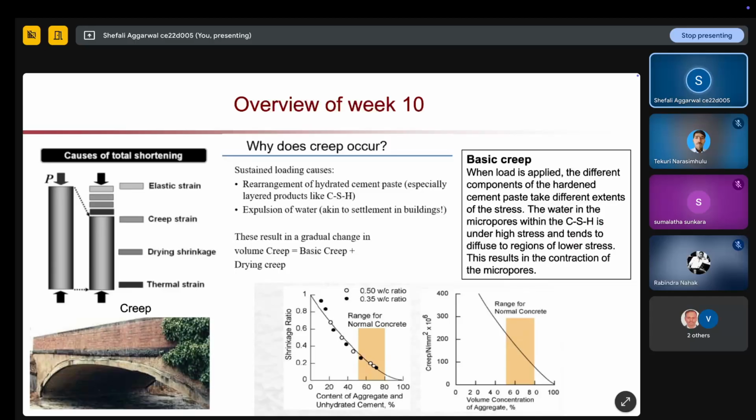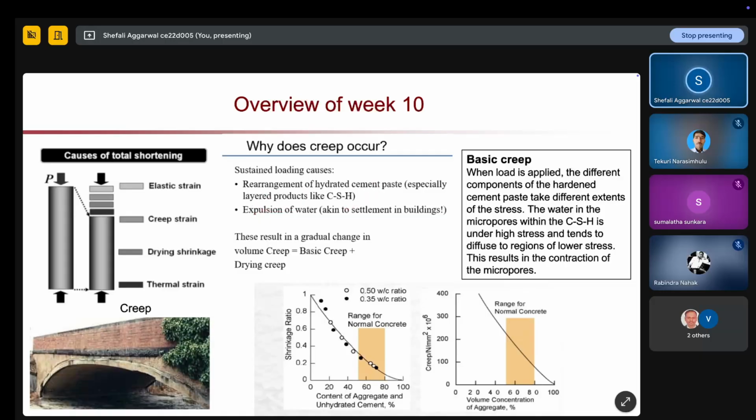So we know the structure of CSH. It will have pore water. Under high pressure or high stress, your CSH tends to diffuse to regions of low stress. This will result in the contraction of the small pores and will lead to the deformation of your specimen or your structure. Firstly, because of this.